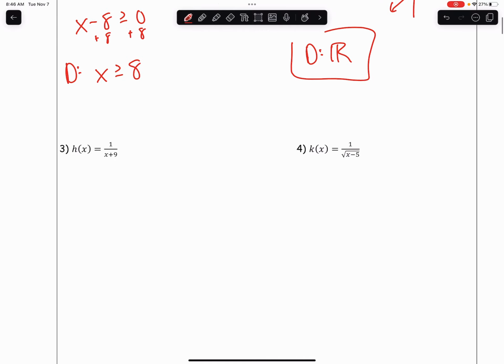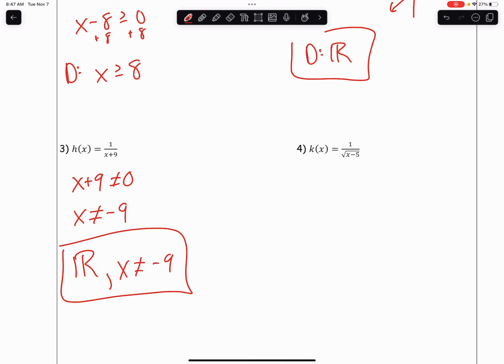Number 3, is there something that can happen in number 3? The top's good. The bottom is x plus 9. We cannot have 0 in the denominator, so I'm going to set the denominator not equal to 0. You get x cannot equal negative 9. So our domain would be all real numbers, but x cannot equal negative 9.